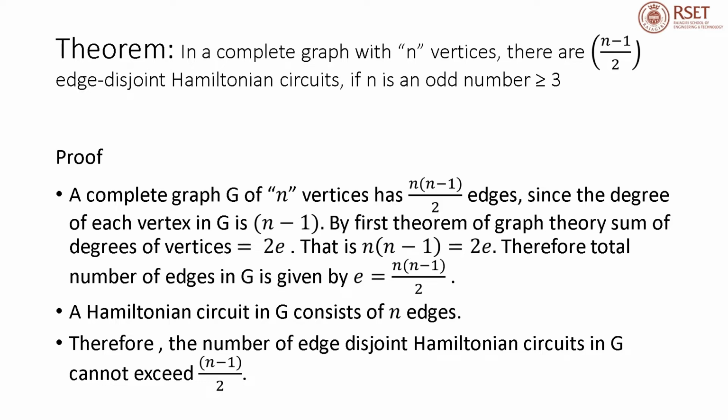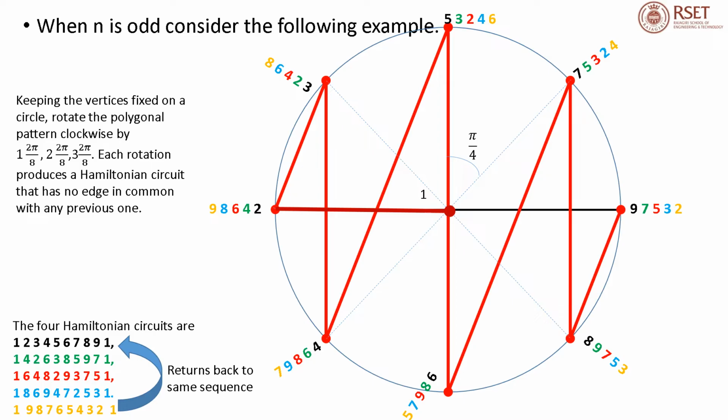And here we have to prove that there are exactly (n minus 1)/2 edge-disjoint Hamiltonian circuits if n is an odd number greater than or equal to 3. We can explain this using an example. Assume that this is a graph with 9 vertices. Starting from 1, we can move along this edge to 2, then 3, 4, 5, 6, 7, 8, 9, then return to 1. This is one Hamiltonian circuit.